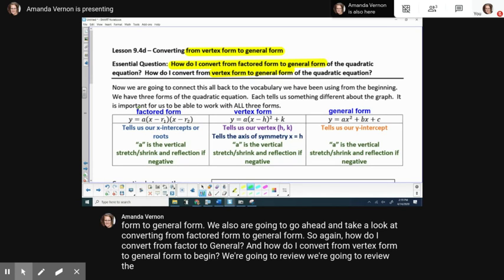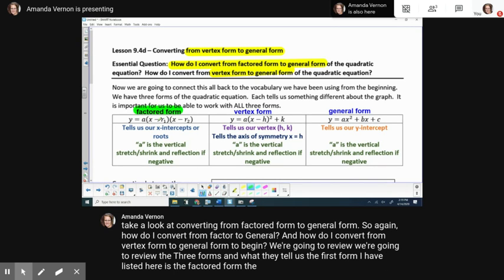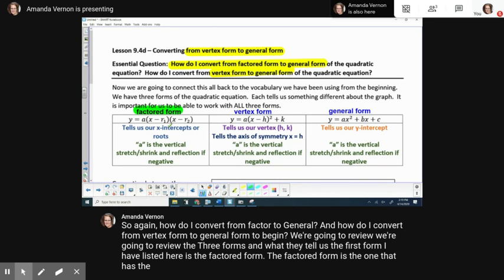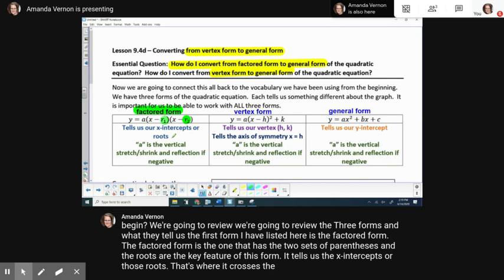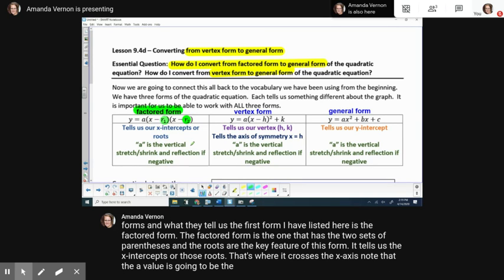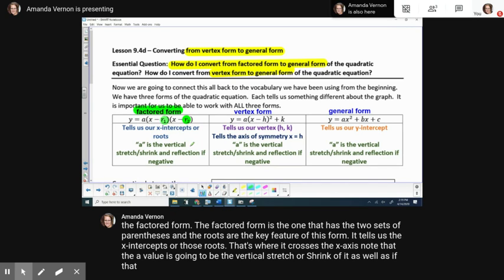The first form I have listed here is the factored form. The factored form is the one that has the two sets of parentheses, and the roots are the key feature of this form. It tells us the x-intercepts, or those roots, that's where it crosses the x-axis. Note that the a value is going to be the vertical stretch or shrink of it, as well as if that is a negative a value, it will tell you that it was reflected over the x-axis.